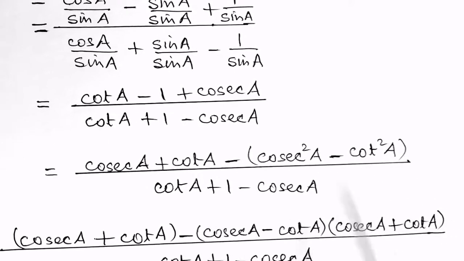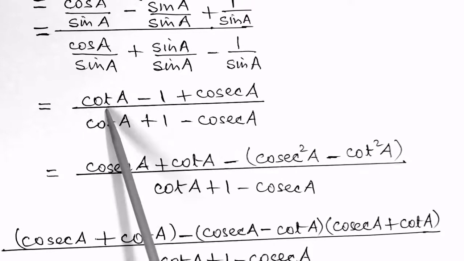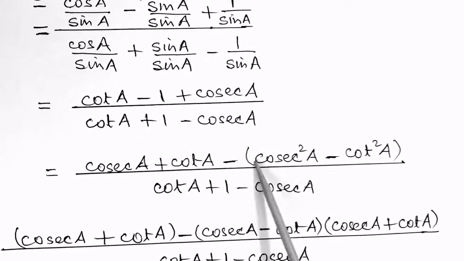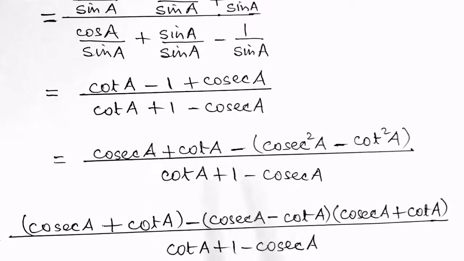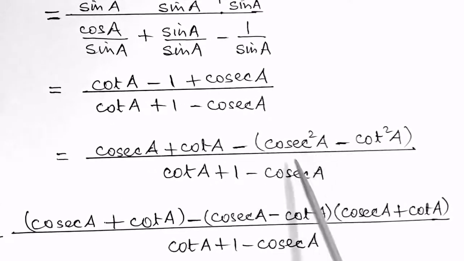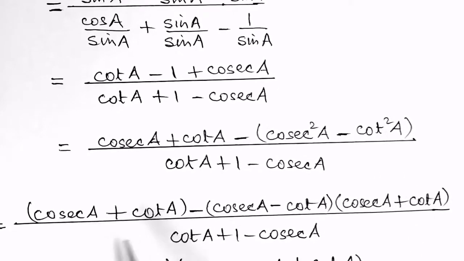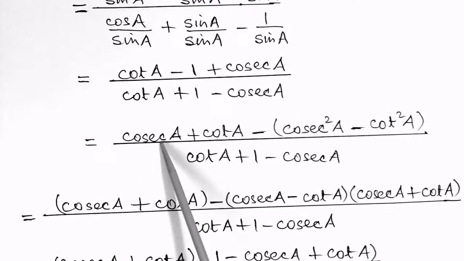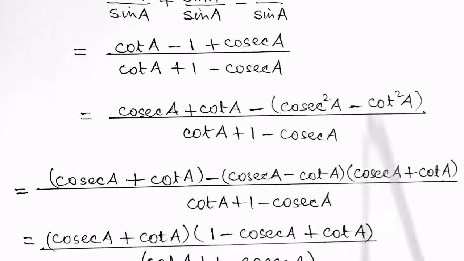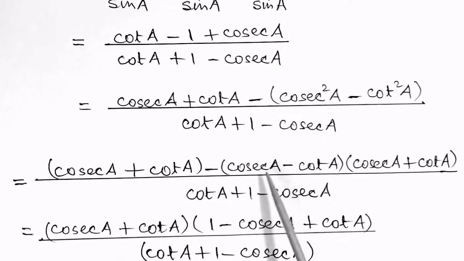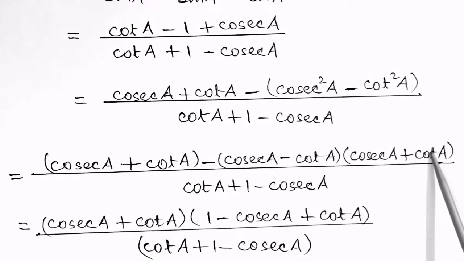I repeat, change the 1 of the numerator only. If you need cosecant and cot, then use the formula cosecant square A minus cot square A for 1. And if we need secant and tan, then for 1 I'll be writing secant square A minus tan square A, right? So now this cosecant A plus cot A as it is, minus, use the formula A square minus B square, which is A minus B into A plus B.